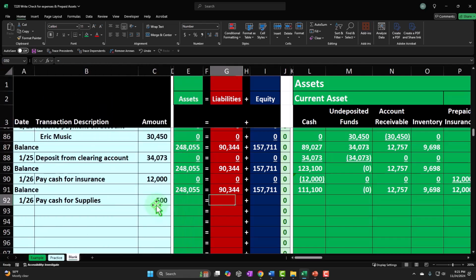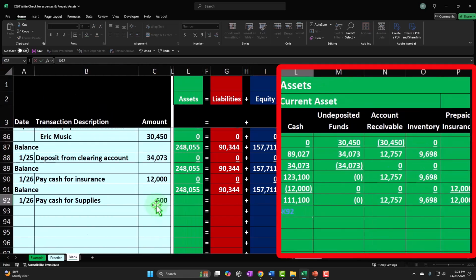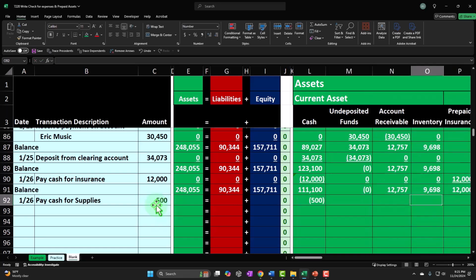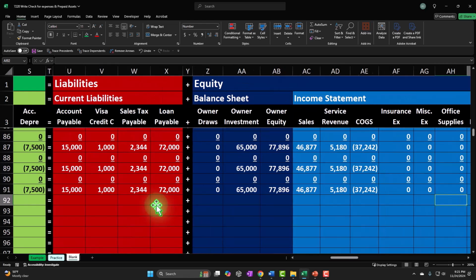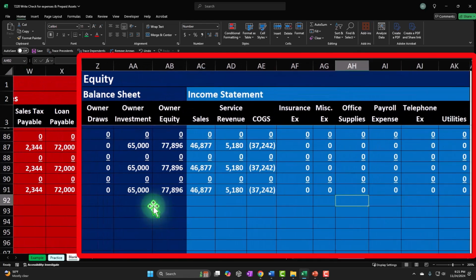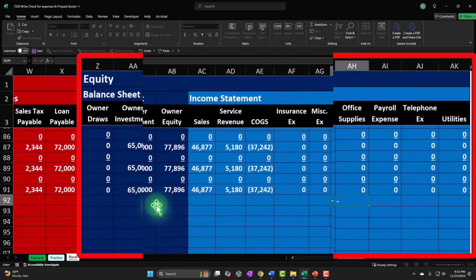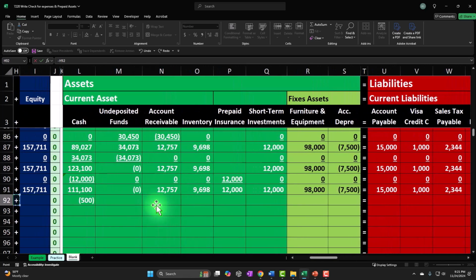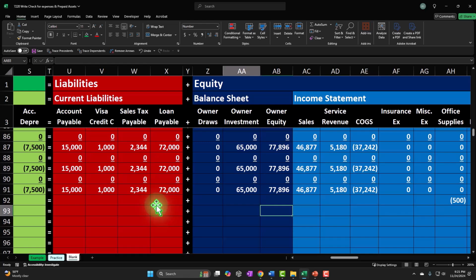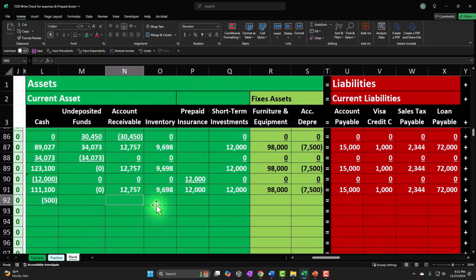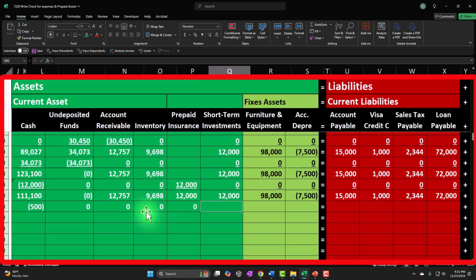All right, just to keep that in mind, cash is going to go down, decrease the cash. Other side, we're just going to expense it. That's the easy thing to do. We're doing the easy thing. This time, office supplies expense is going to go up, bringing net income down, and equity down. All right, let's put the zeros across the board.